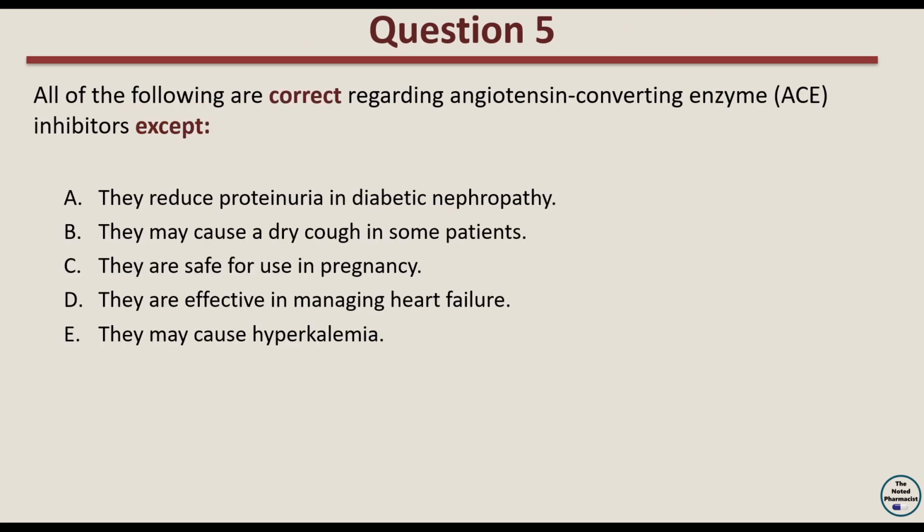Question 5. All of the following are correct regarding angiotensin-converting enzyme, ACE, inhibitors except: Option A, they reduce proteinuria in diabetic nephropathy. Option B, they may cause a dry cough in some patients. Option C, they are safe for use in pregnancy. Option D, they are effective in managing heart failure. Option E, they may cause hyperkalemia.